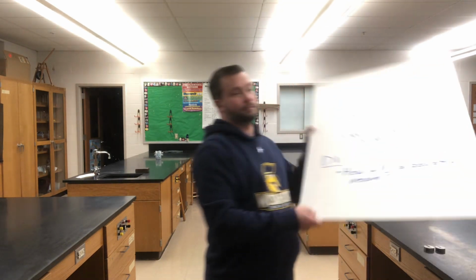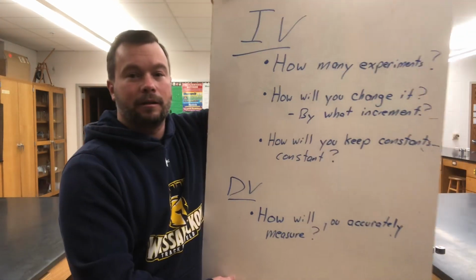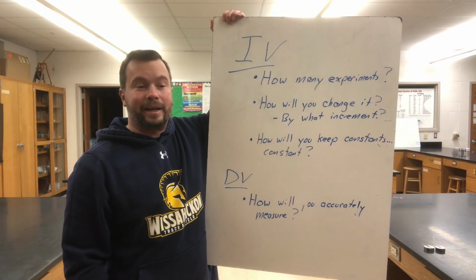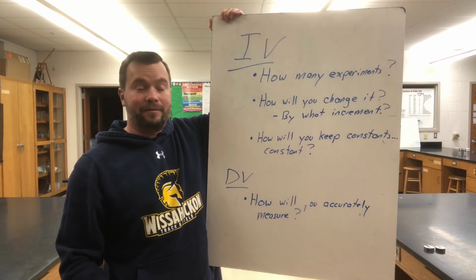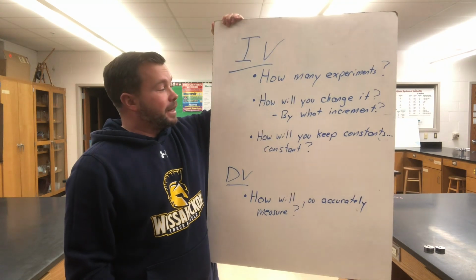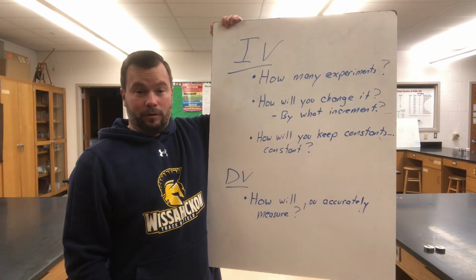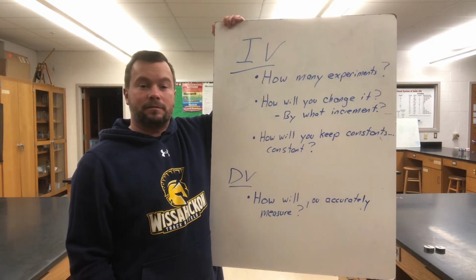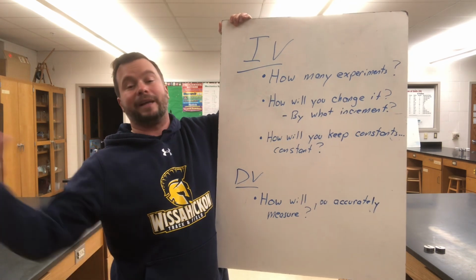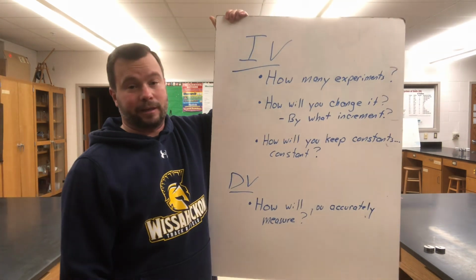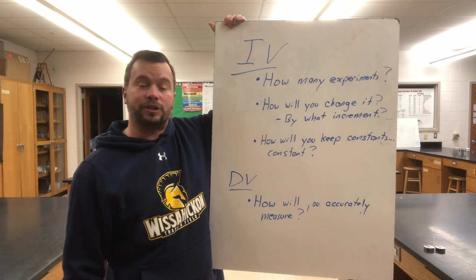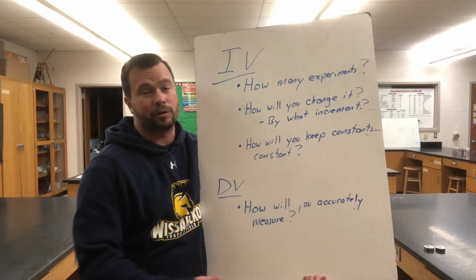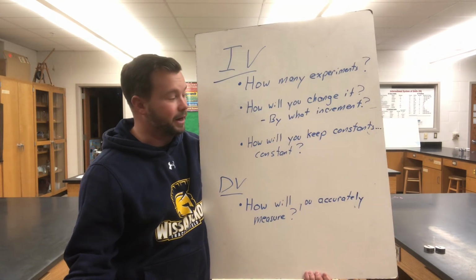A few things that we want to make sure. One being, how many experiments are we going to do? Meaning, how many different variables can we change? How many IVs can we have? The second thing, how will you change that variable, and by what increments? By how many grams, newtons, pounds, ounces, meters per second squared? By how many of those are you going to change it by? We looked at our friction lab that, if we only have a small change, we're only going to expect a small change, if at any.